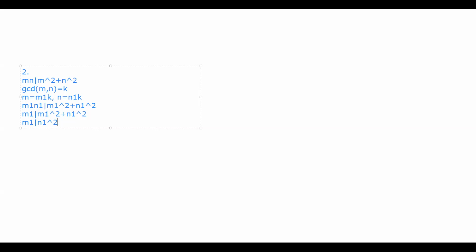Why? Because if you take m as 9 and n as 6, what happens? The assumption is gone. So that is why I am using GCD LCM. There is some reason why I am using this method. So m1 divides n1 square. Since m1 and n1 share no common factor between them, m1 divides n1 square will imply that m1 divides n1. Then similarly, you will get n1 divides m1 square.